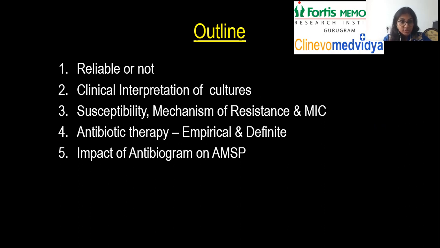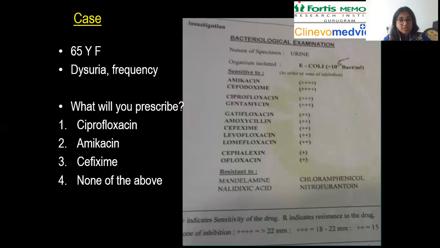So let's take up the first one, which is whether the culture report which we have received is reliable or not. So this is a 65-year-old lady who is presenting with dysuria as well as frequency. And this is the culture report. So you actually see a urine culture which is growing E. coli with a significant colony count of 10 to the power of 5 bacteria per ml. And this is the susceptibility report.